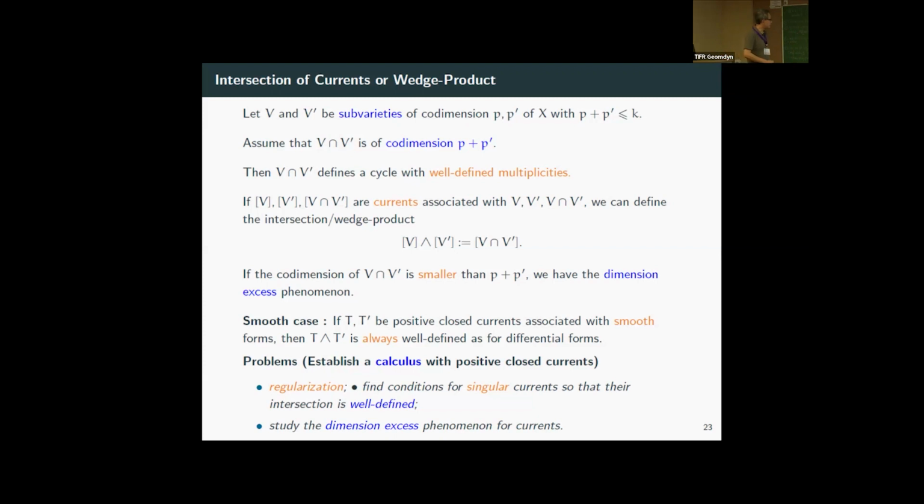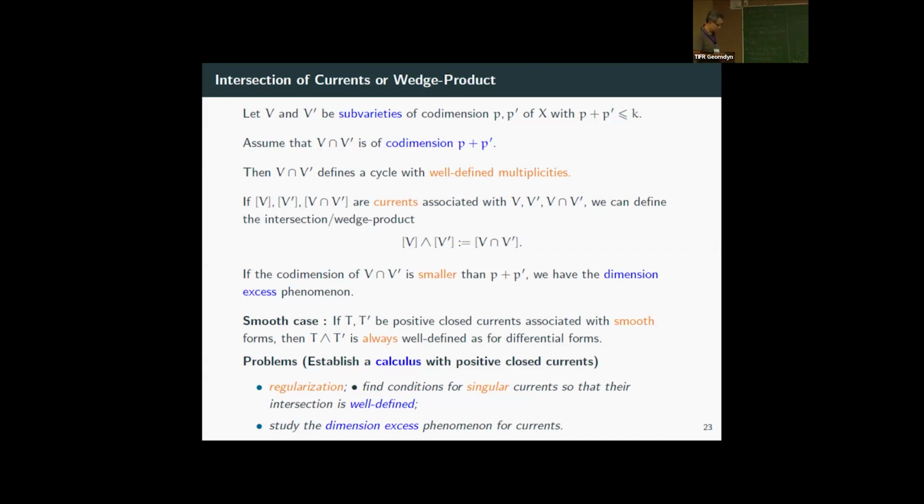However, it's possible that the codimension of the intersection of V and V prime is smaller than p plus p prime. So imagine that you are in complex dimension 4. You have two spaces of dimension 2. Generically, the intersection is finite, 2 and 2 in dimension 4, finite. But sometimes the intersection could be of dimension 1 or more than 1. So in this case, we say that we have some dimension excess. So we have to handle this situation.